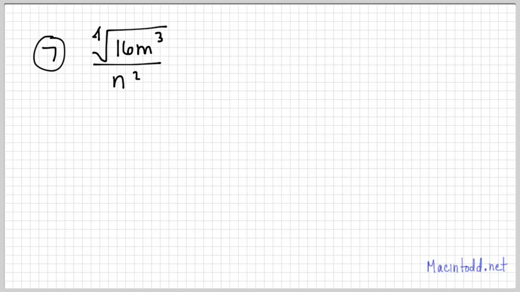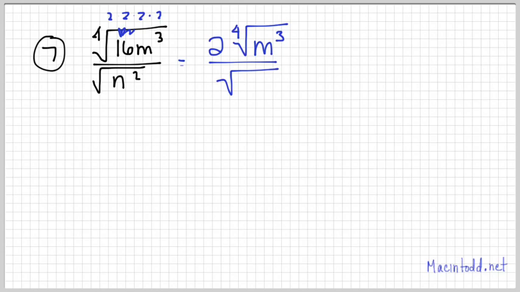Problem number 7. It's a radical. I'm going to separate the numerator and denominator like so. What I like to do first is simplify any radicals I can. So 16 is made up of 2 times 2 is 4 times 2 is 8 times 2 is 16. It's made up of 4 2's. So I'm going to bring that 2 out. And so the problem becomes this.